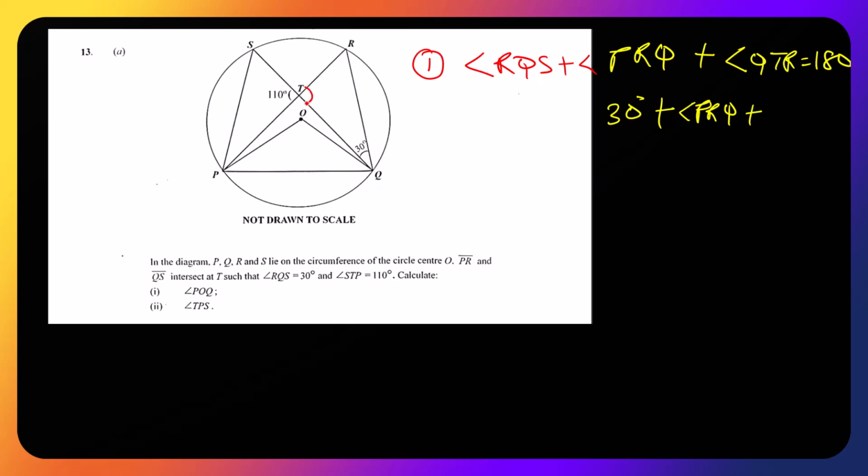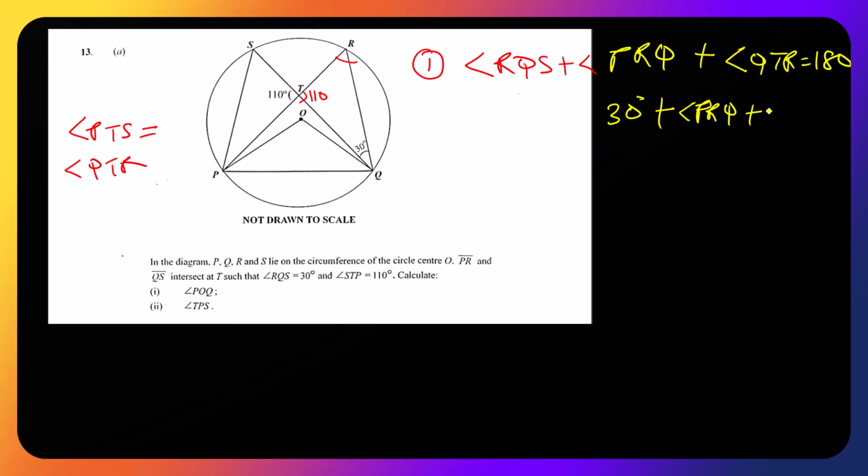So angle QTR is 110. Angle PTX is the same as angle QTR, because we have opposite angles here. So this side is 110 and this side is 110. So 30 plus 110 plus this side gives us 180. That is what we are doing.